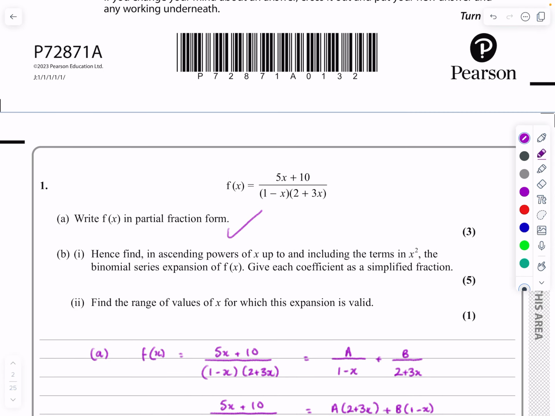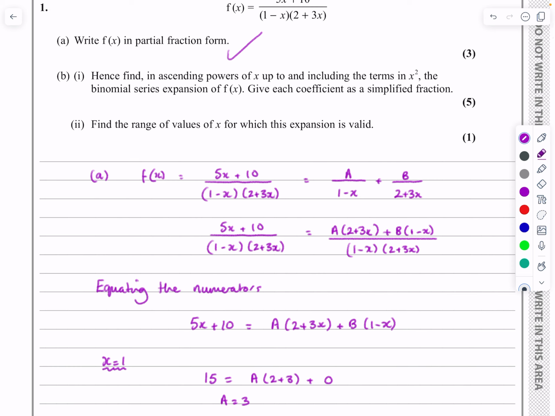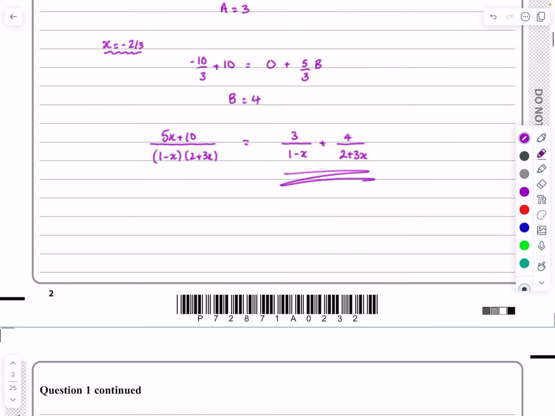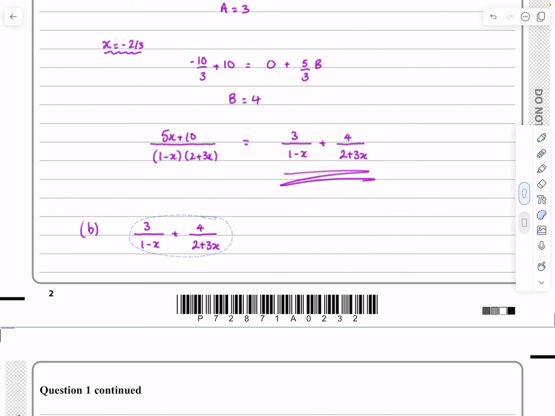Now part B, finding ascending powers of x up to and including the term in x squared. So we've got to do the binomial expansion up to x squared and give each coefficient as a simplified fraction. Okay, so just show all your working out for this as we're going through B. We've got, this is my new function. And if I'm going to do binomial expansion on that, this is 3 lots of (1 - x) to the minus 1 plus 4 lots of (2 + 3x) to the minus 1.